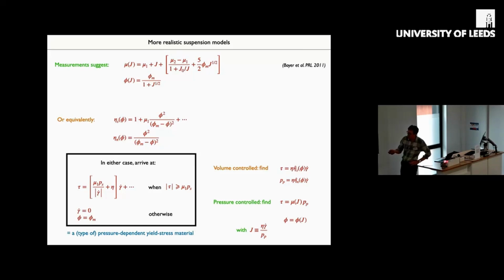And you may or may not recall that this looks very similar to the Bingham fluid model that I presented several slides ago. Crucially, if you ignore this first term, this is just tau is eta times gamma dot. Eta is my constant fluid viscosity here, so that would just be a Newtonian fluid. The first term is like a yield stress. It's mu1 ps over gamma dot times gamma dot. So that's like a yield stress, and in fact you find explicitly that this only holds if the stress is bigger than this value. Otherwise you get gamma dot is 0, and phi is this phi m value.